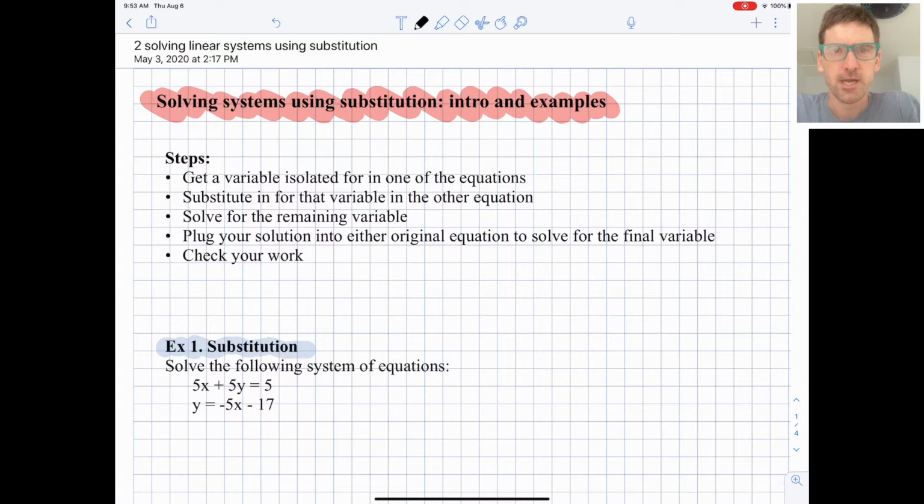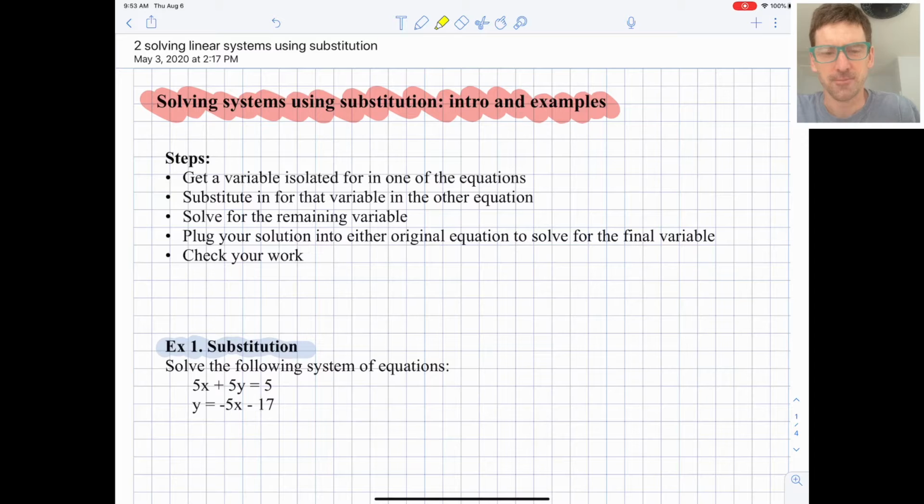All right, our next topic under the area of solving systems of linear equations is we're going to start solving them algebraically. That's a little bit easier, I think, than solving them graphically, and you also are much more likely to get a precise final answer. So we're going to start solving them using substitution, and we'll start with an introduction and then do a couple examples in this video.